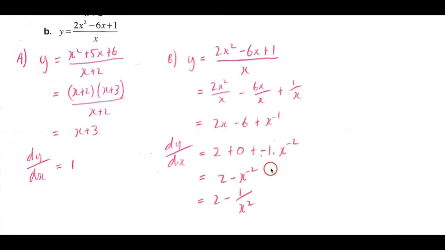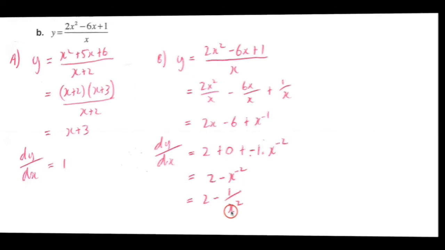And then finally, I would prefer to write everything as a positive power. So rather than have x to the power of negative 2, I bring the x down to the bottom and write it as a positive 2. So if y equals 2x squared take away 6x plus 1 all over x, its derivative is equal to 2 minus 1 on x squared. And of course I could verify that with a CAS calculator if I chose.